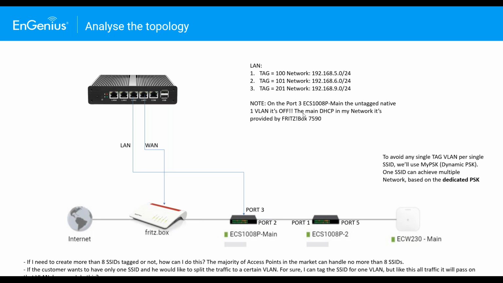The main DHCP in my network is provided by the Fritzbox 7590. Okay. So I also announced the VLAN tags 100, 101, 201 on the switch, and I also tag all VLANs on port 2 because I need to pass the VLANs as a trunk to the second switch, on port 1 here. Okay.